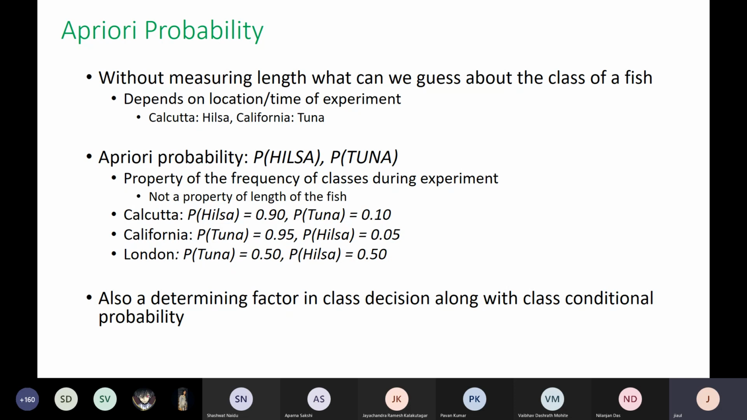A little bit of statistics: you generally measure a priori probability based on your prior experience, say take 50 years of data and count how many times you have seen Hilsha in Calcutta, how many times you have seen Tuna in Calcutta, and simply compute it in this way. You are going to use this a priori probability along with the class conditional probability in our decision making in Bayesian statistics.